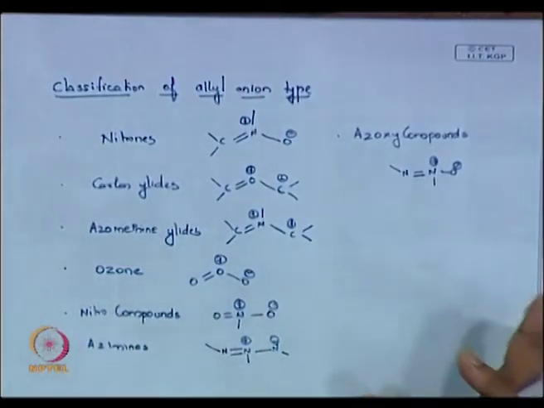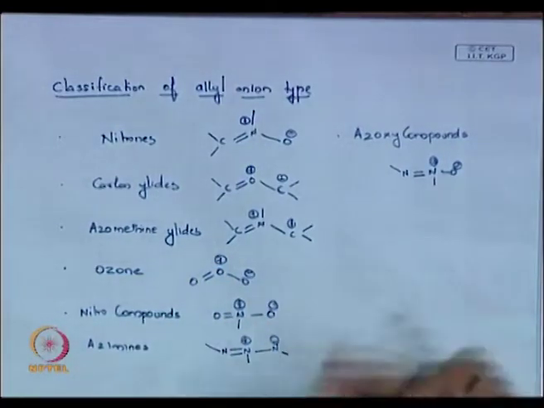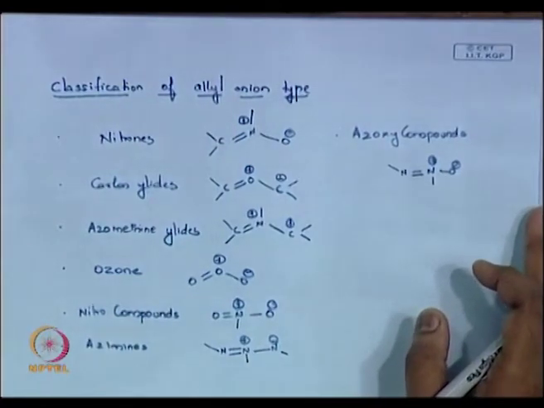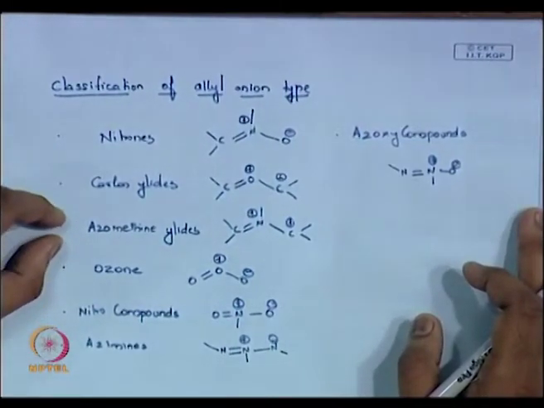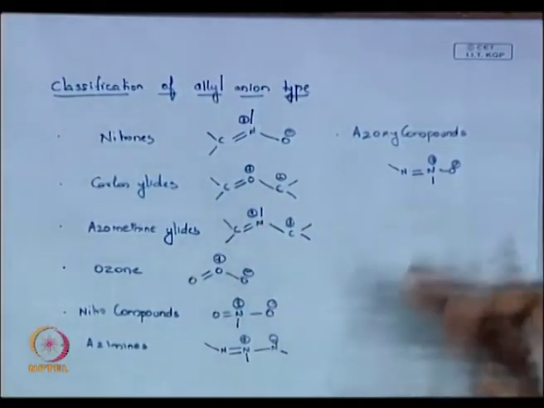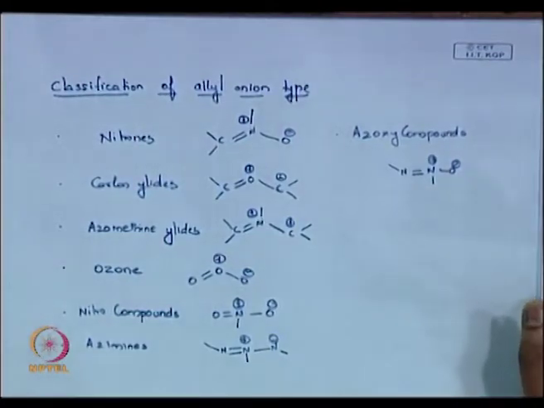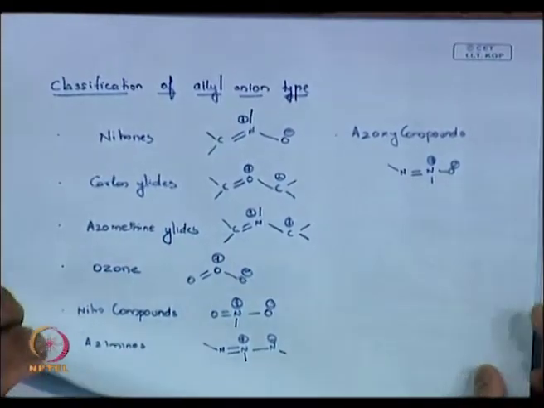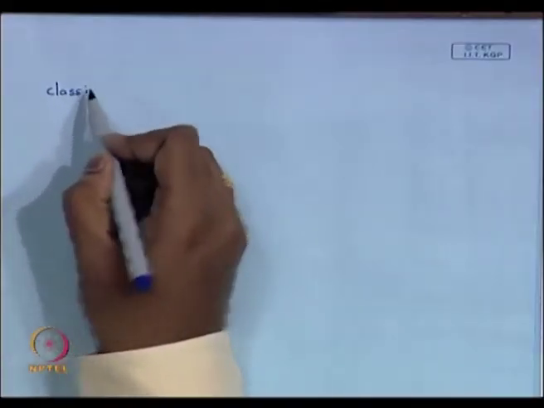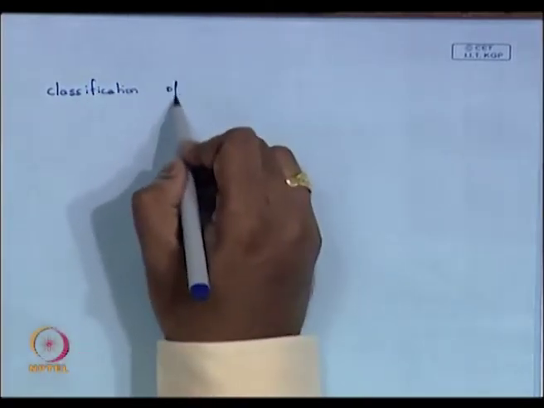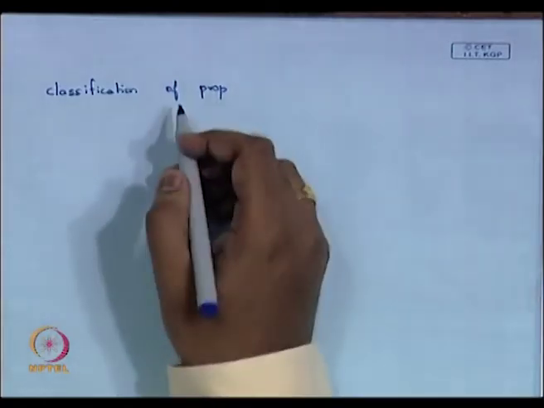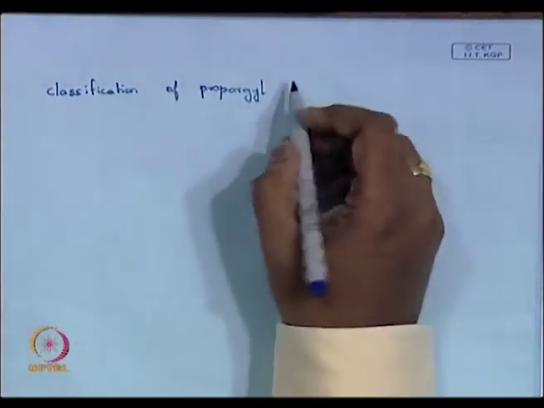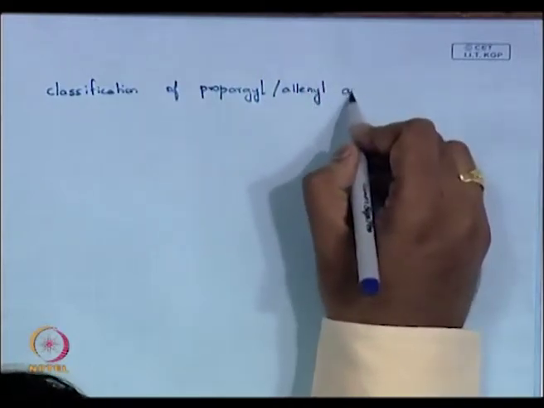So you have other classes also, but these are the more important classes which you keep on seeing when you do reactions. With nitrones, you see many reactions. We are going to talk about nitrones, then we can talk about ozone, some reactions on ylides and so on. These are very common allyl anions which you see in 1,3-dipolar cycloaddition. Then we will see some other classifications of propargyl anion type, because that also we have to study. Propargyl, or you can call it allenyl anion type.